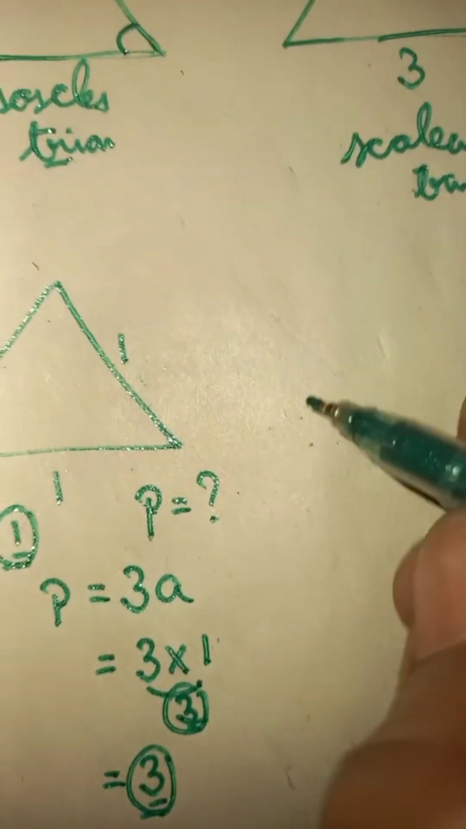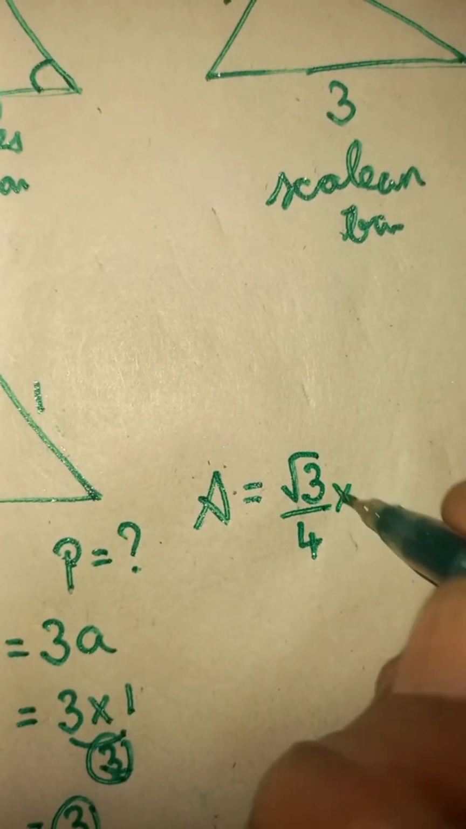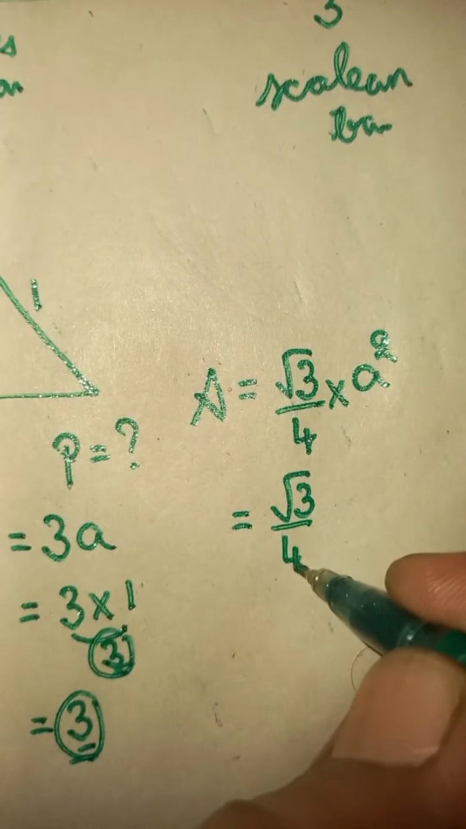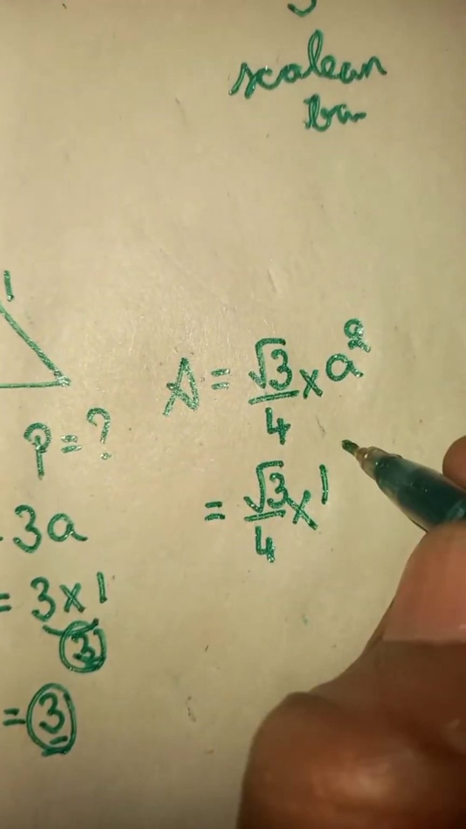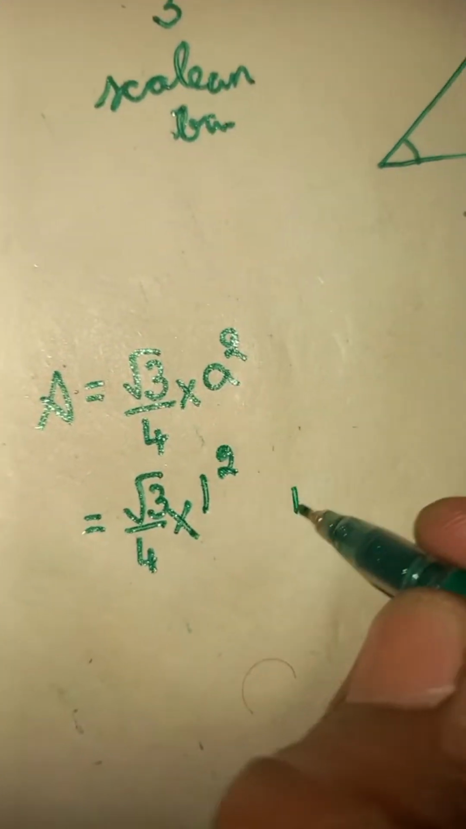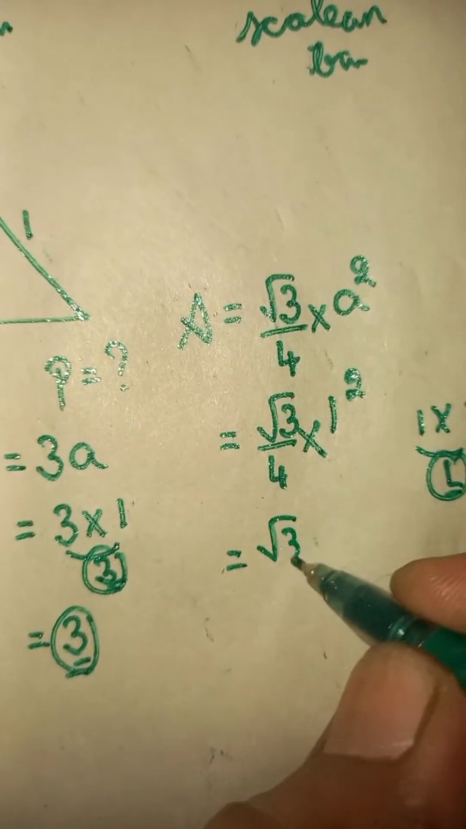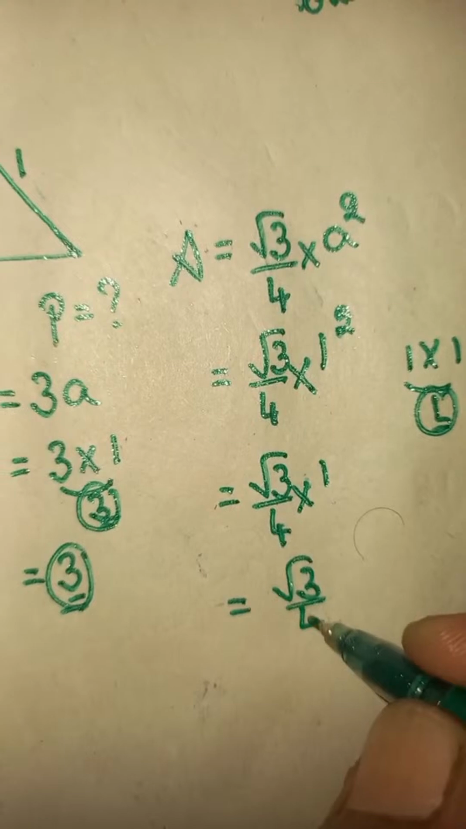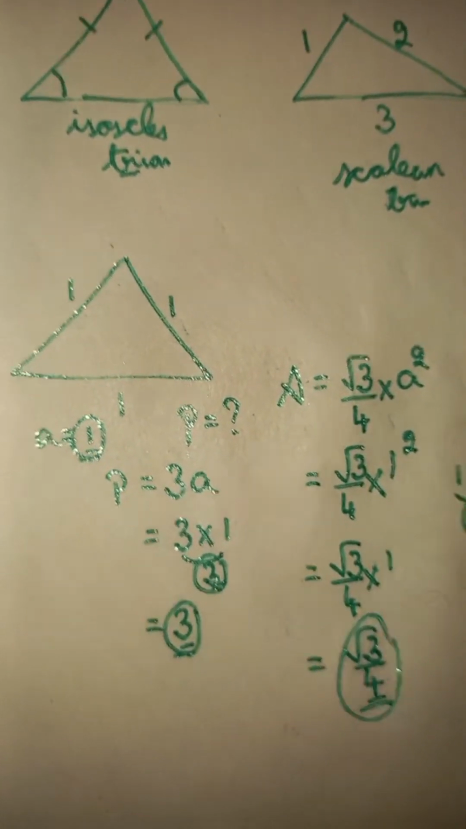Let's find out the area of this equilateral triangle. That is root 3 by 4 times a square. That is root 3 by 4 times, here they have given the side length as 1 unit. So it becomes 1 square. 1 square means 1 times 1, which remains as 1. That is root 3 by 4 times 1. That is root 3 by 4 square units is the area of this equilateral triangle.